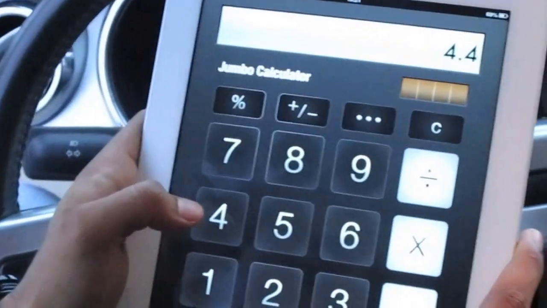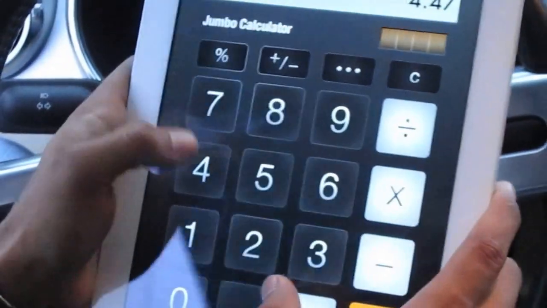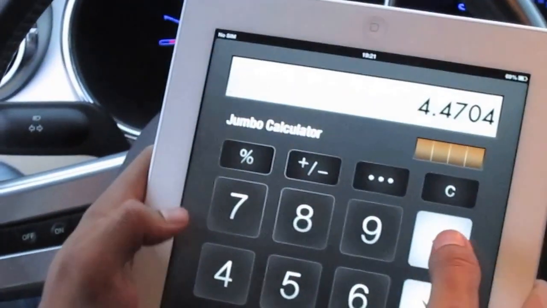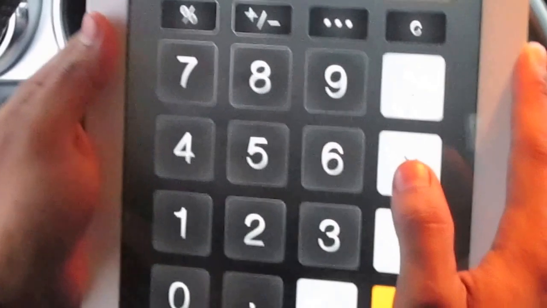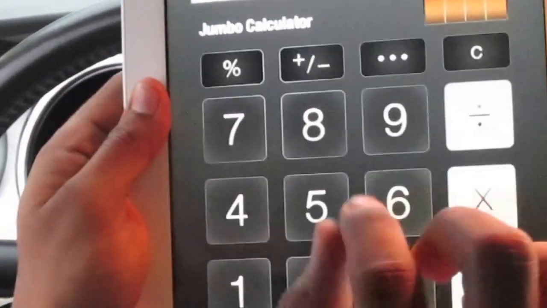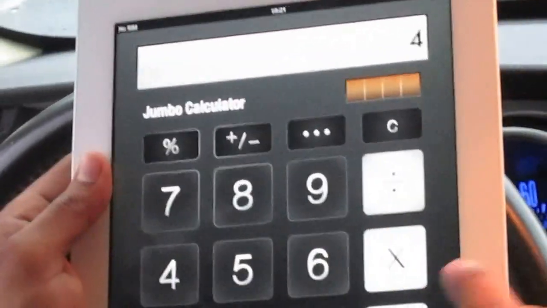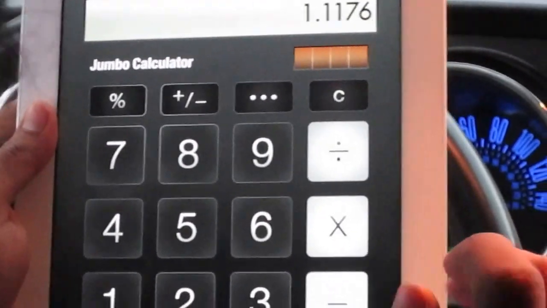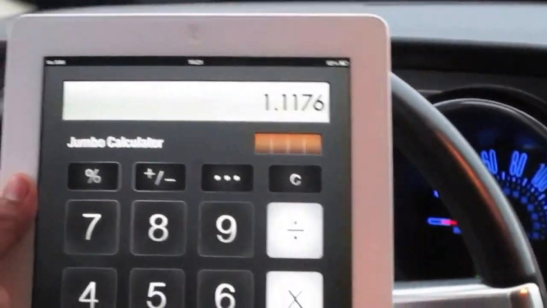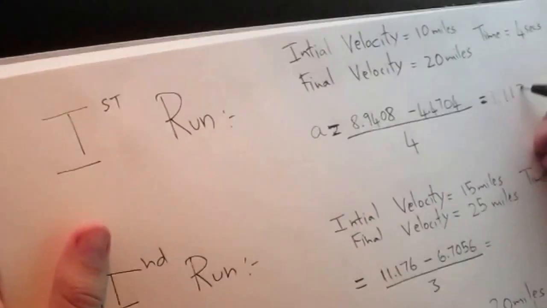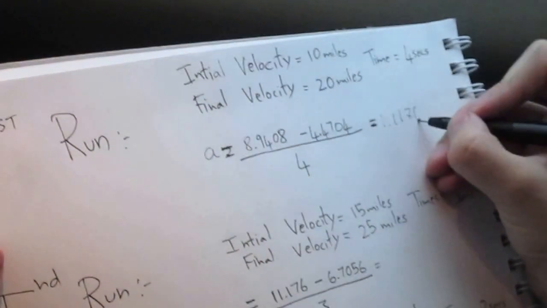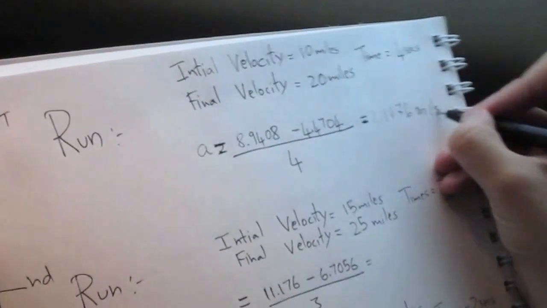So it's going to be 4.4704 divided by 4. And one secret tip is to divide, you got to press this number. And here we have it. It's 1.1176. So here we go. So Jairo is going to write it down. 1.1176 meters per second squared.